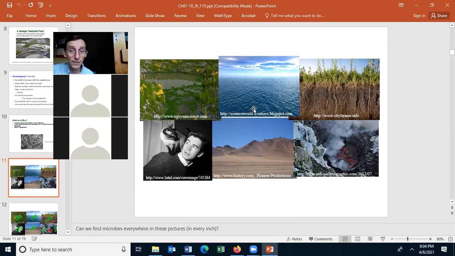All right, how about the ocean water? Do you find it in every inch of ocean water? Yes. Yes. I heard a yes. How about in the air? The air above the ocean water. Do we find it in every inch of air above the ocean water? It's a yes or a no.